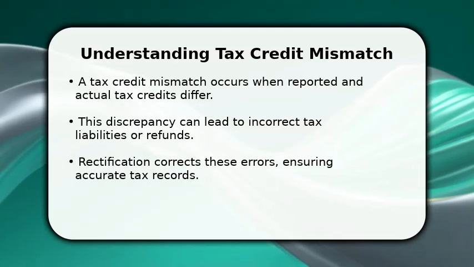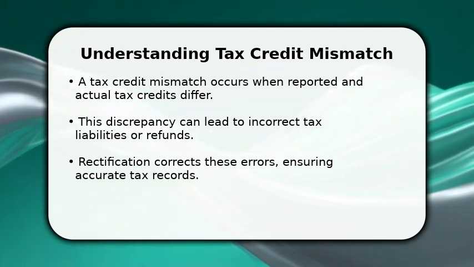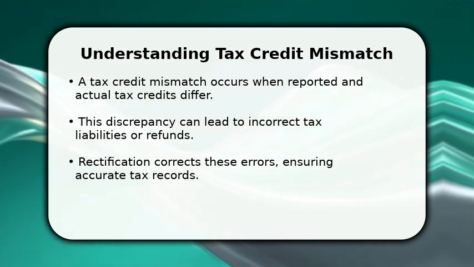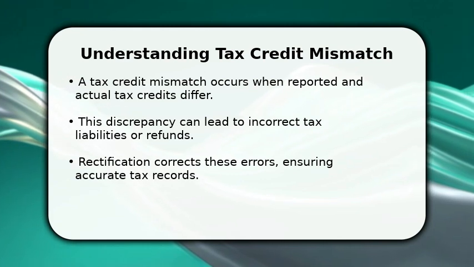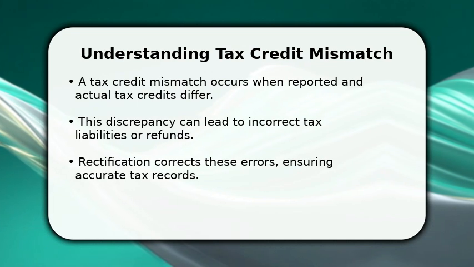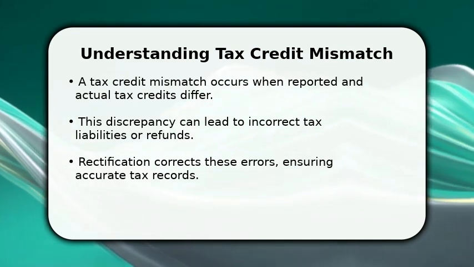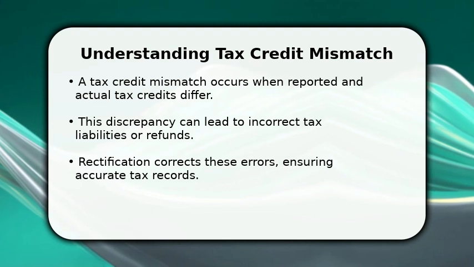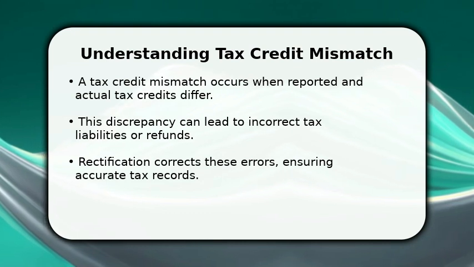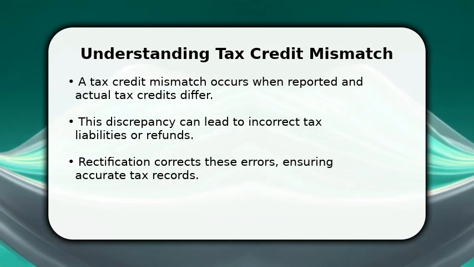In this video, I will explain how to file a rectification request for tax credit mismatch correction. First, understand that a tax credit mismatch happens when the tax credit you claim differs from what the tax authority has on record. This discrepancy can arise from various reasons, such as data entry errors or incorrect reporting by a third party. Correcting these mismatches is crucial to ensure your tax liability is accurate and to avoid any penalties or issues with your tax refunds. Let's dive into the process.